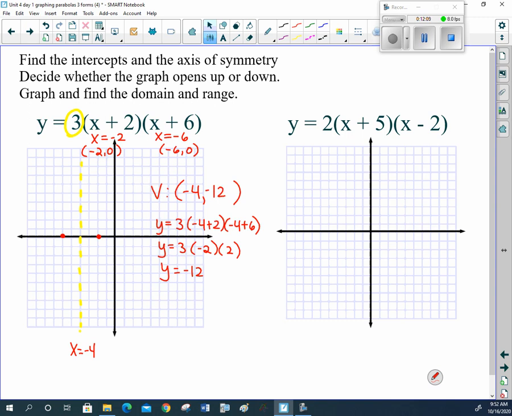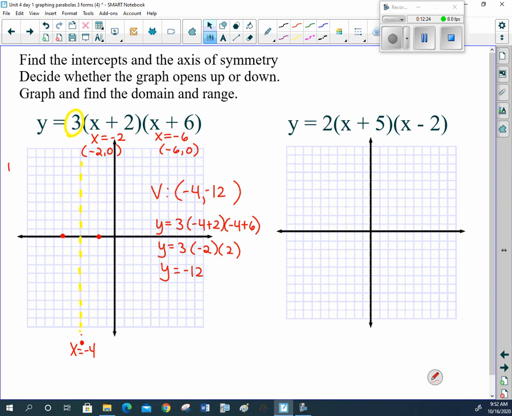I don't think that one's too far off my graph paper. I'm going to actually do this one to scale. So I'm going to count 1, 2 spaces. There's my vertex right there. So I'm actually going to count this one out.